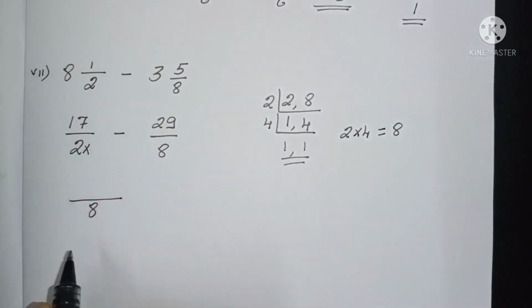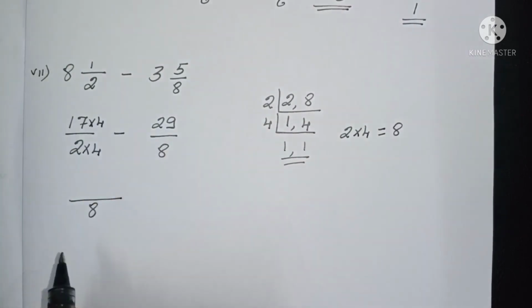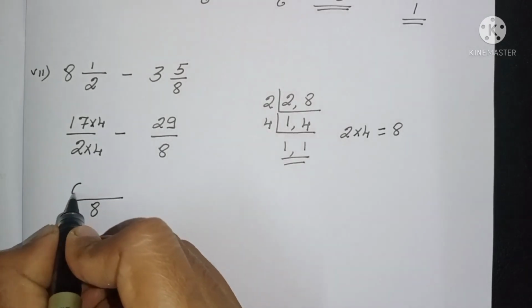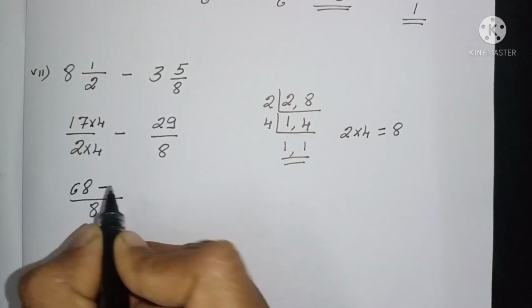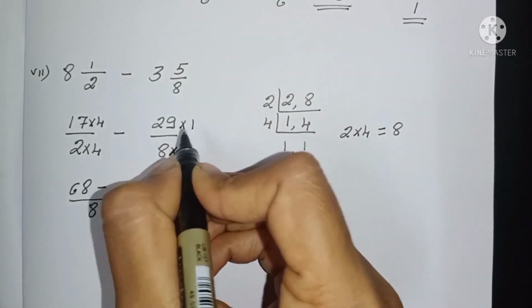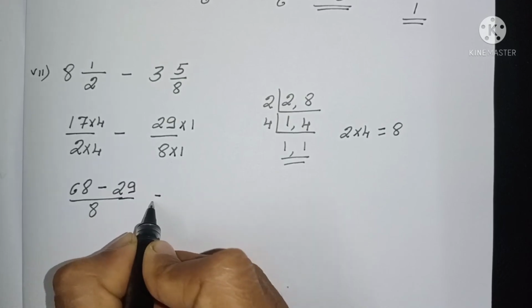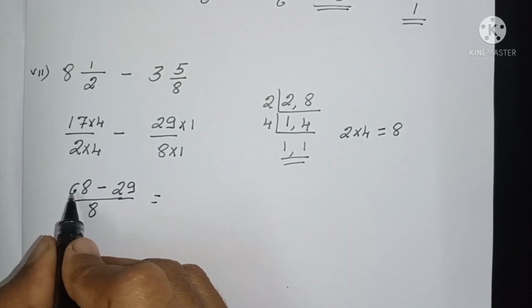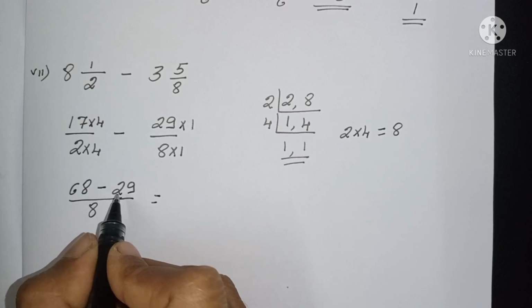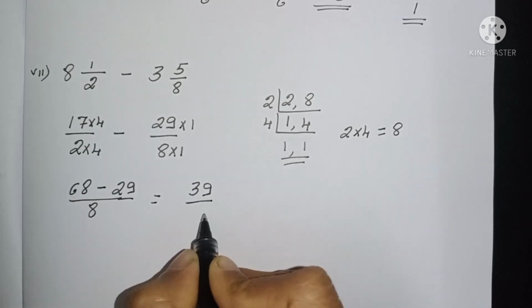2 how much are 8? 2 4s are 8. Numerator we have to multiply it by 4. 17 into 4, it will give you 68 minus 8 1s are 8, into 1. 29 1s are 29. So here minus is there, so we have to subtract. 68 minus 29, it will give you 39 by 8.